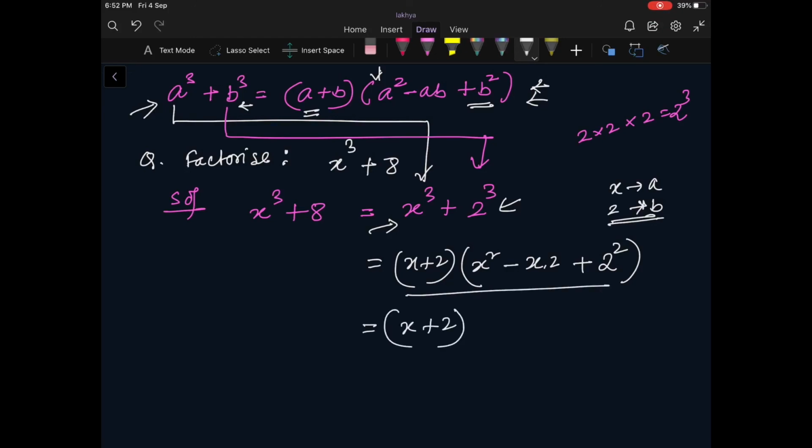Then let me give the final result here. x plus 2, x square is x square, x into 2 you can write as twice x, and 2 square is 4. So that's how we can factorize such kind of polynomials using this identity.